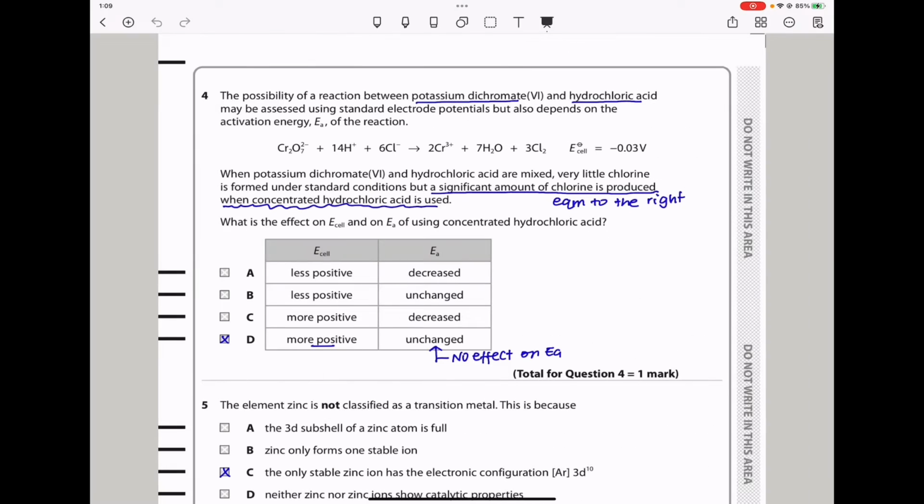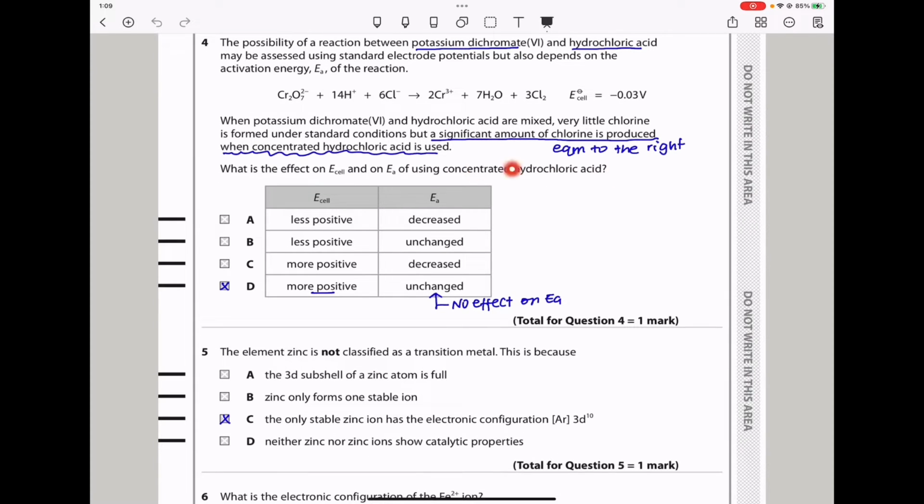Moving on. Question 4. The possibility of a reaction between potassium dichromate 6 and hydrochloric acid may be assessed using standard electrode potentials, but also depends on the activation energy of the reaction. So this is the general equation. They say when potassium dichromate 6 and hydrochloric acid are mixed, very little chlorine is formed under standard conditions, but a significant amount of chlorine is produced when concentrated hydrochloric acid is used. What is the effect on E cell and on EA of using concentrated hydrochloric acid?